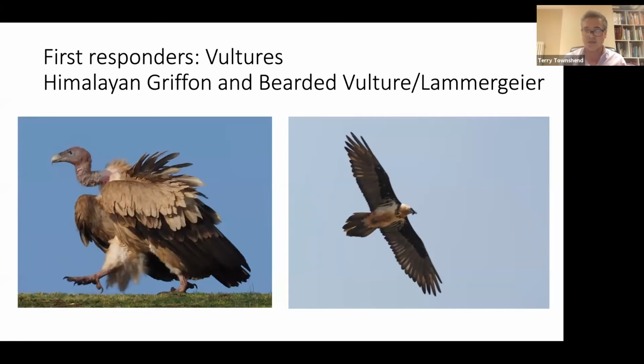Small ones they can eat whole, and then the large ones they carry away and drop from a great height onto rocks to break open so they can access the marrow. And they have very acidic gastric juices and long intestinal tracts that enable them to digest these bones.